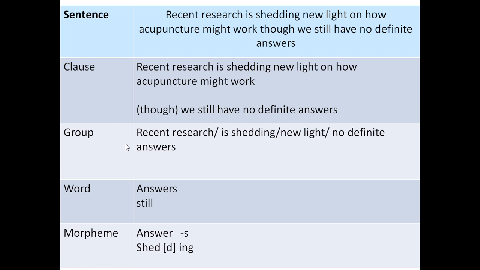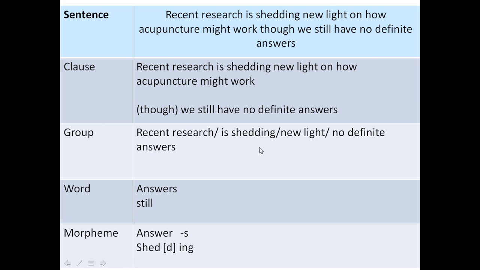Okay, think about it. Acupuncture, yeah, that's a nominal group. Even if it includes just one noun, it's a nominal group, all right. Might work is a verbal group, yeah, including both. It's a verb here, lexical verb, and it's modal, auxiliary, or modal operator, as we prefer to call it in functional grammar.